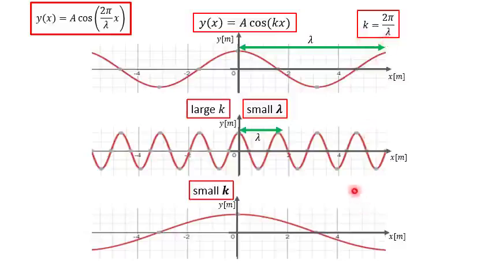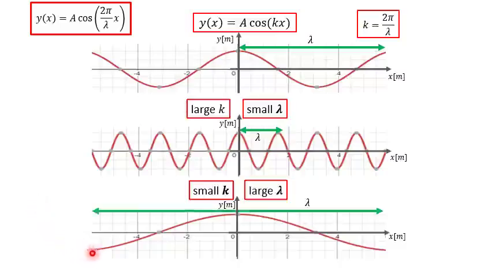Can you identify lambda on this graph? Do that quickly. Pause the video, please. Right, welcome back. You should be able to see that the pattern that's going to repeat is all the way from there to there, before it starts repeating. So that would be lambda in this case.